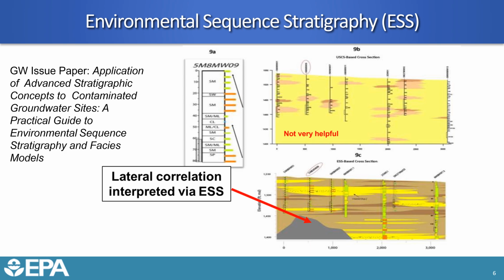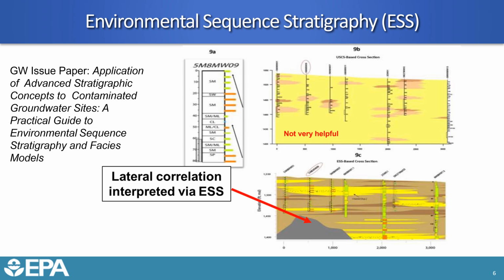And so what can be helpful to clarify that is using a technique called environmental sequence stratigraphy. And what environmental sequence stratigraphy does is it looks at different types of depositional units based on grain size. And I should note that this is a specific type of analysis in the geologic field.